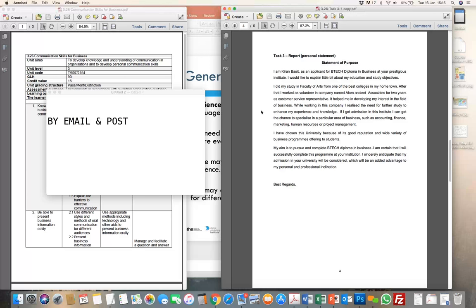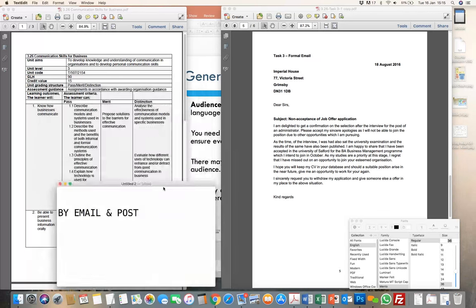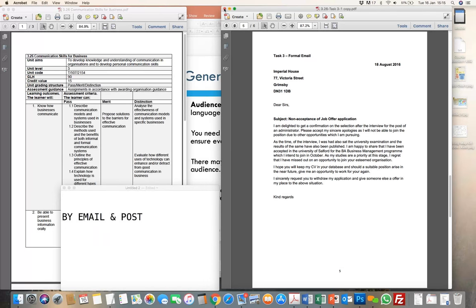And the third thing would be to look at a formal email or email letter. That means you would show how written communication is done, basically an email or a formal email. Is that okay? Yes, sir, that's fine. Okay, good stuff. So I'll close that handle.